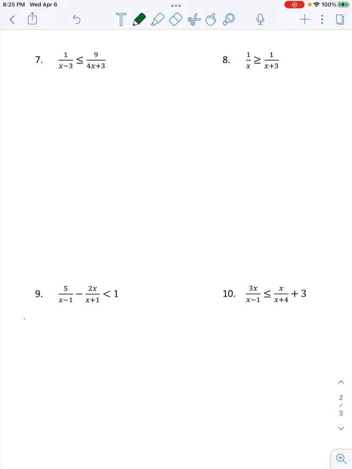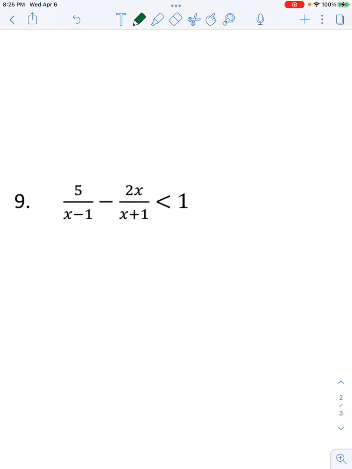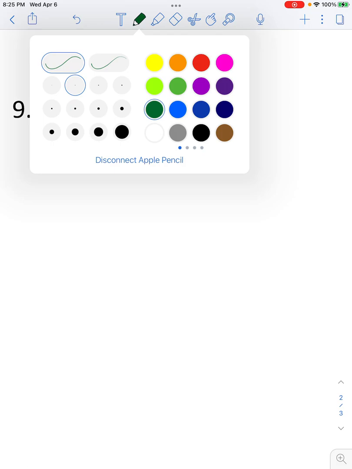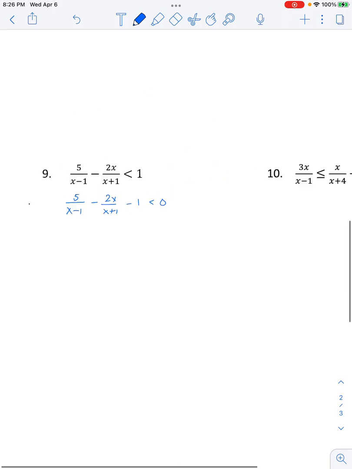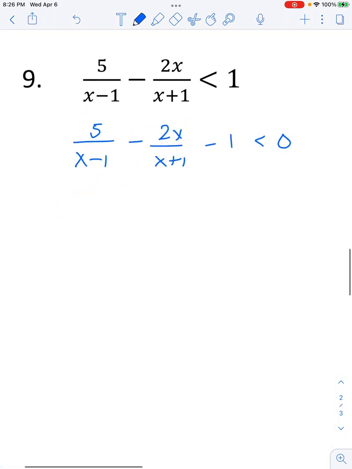And I think that's the only tricky one from here. Let's try one more. Let's do number 9 together. So what I want to do here is first subtract 1 to make sure everything's all over onto one side. And that's less than 0.